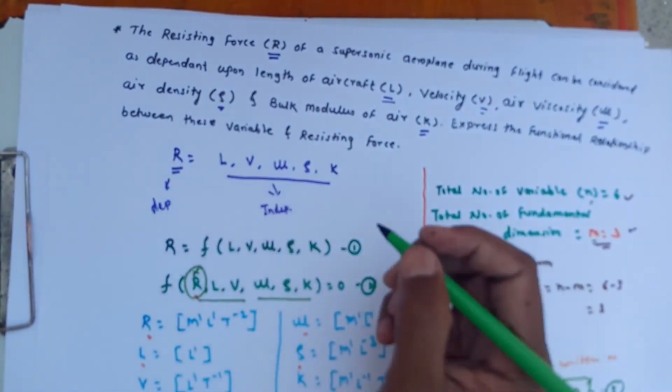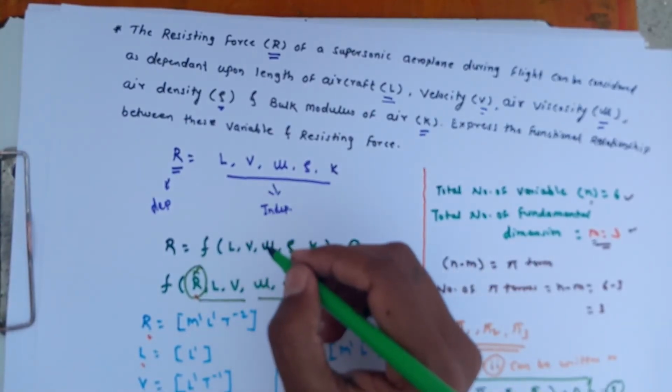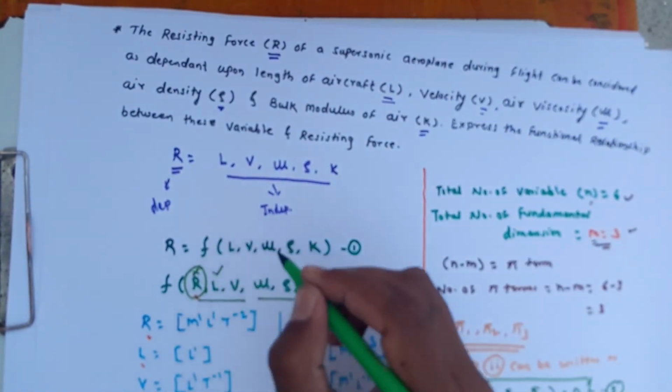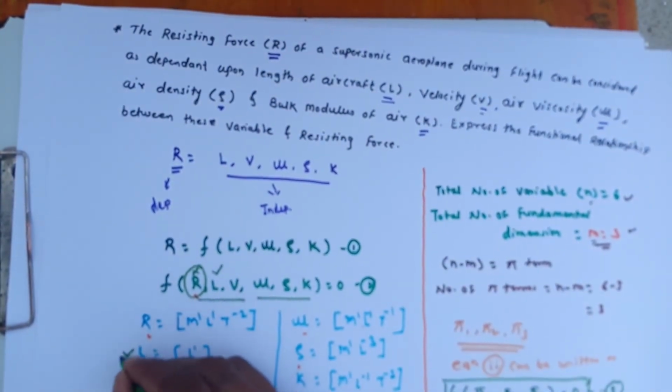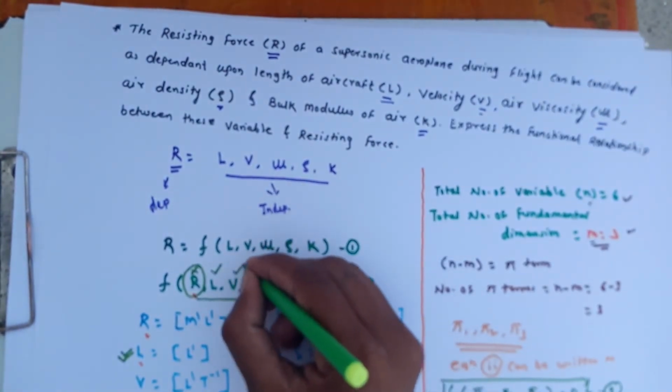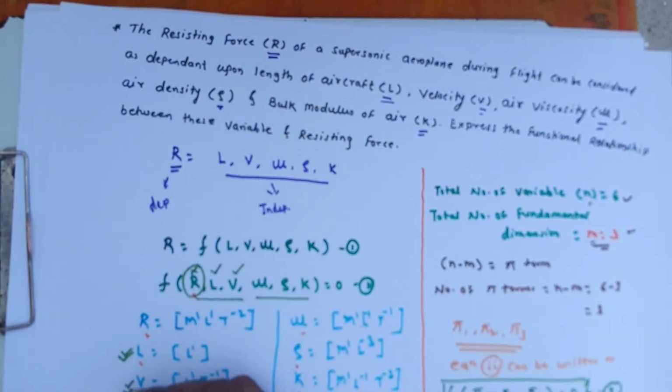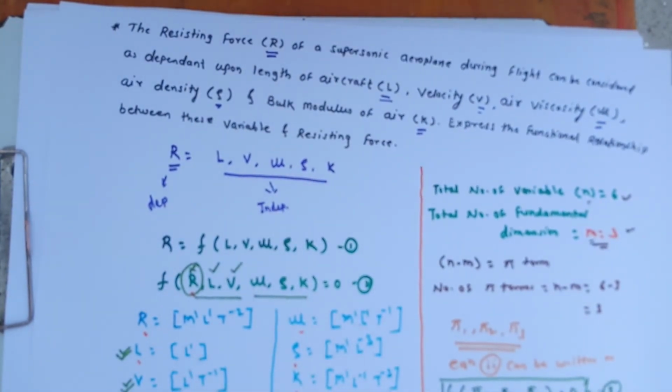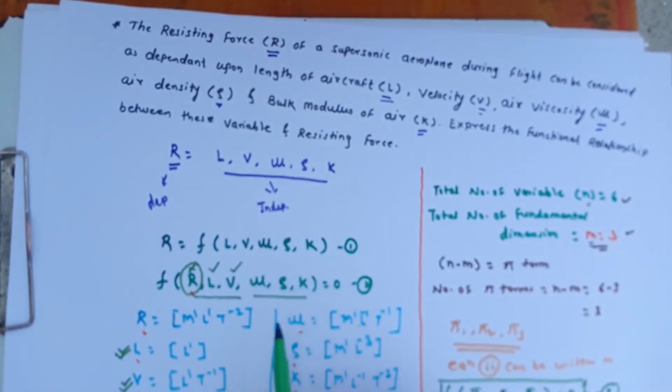Geometric property means length, width, height, area, volume. Here length is available, so I will select L as the first repeating variable. The second should be from the flow property, that means velocity, acceleration, angular velocity, angular acceleration. Velocity is available, so I will select V as the second repeating variable. And the third should be from the fluid property. Here mu, rho, k all come under the fluid property. Out of that, I have to select any one.